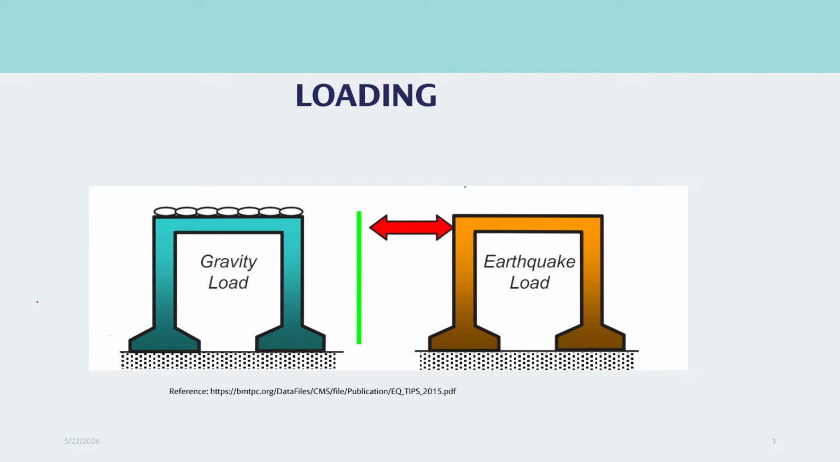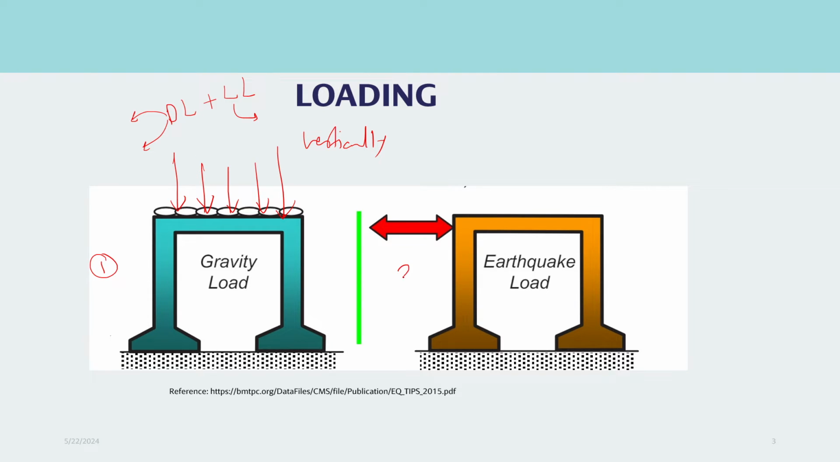So here I have two pictures. The first one is gravity load. Gravity load direction is generally vertically downward. Whatever dead load and live load you are considering in your structure, that is the self weight of the structure, floor finish, and live load, all these loads are applied vertically downward. So gravity load action or direction is vertically downward.